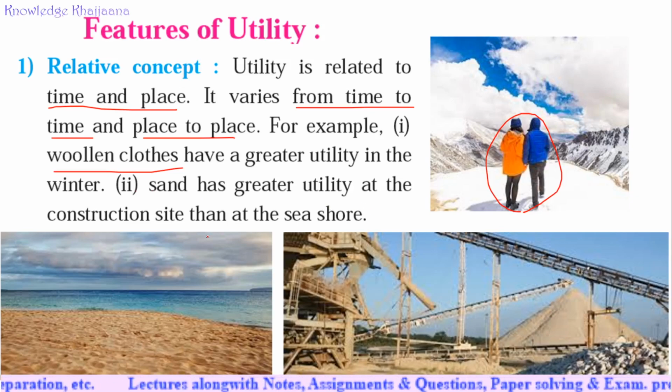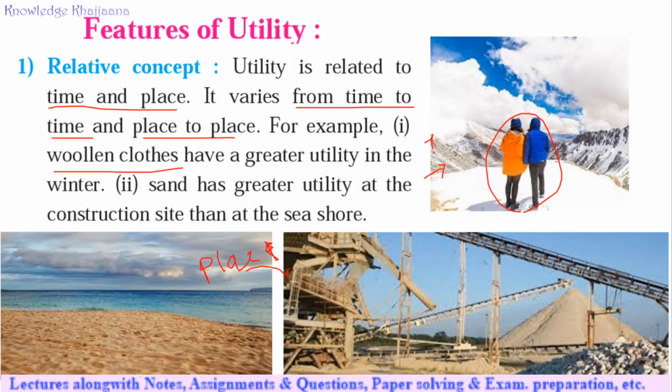Sand has greater utility at the construction site. See, this is the construction site. So sand has greater utility at the construction site than at the seashore, right? This sand is lying at the seashore, but it has more utility at the construction site. Why? What has been changed? In this case, place has been changed. And in this example, woolen clothes give more utility in the winter season, meaning the season has been changed. Season has been changed means time has been changed. So these are the two different variables.